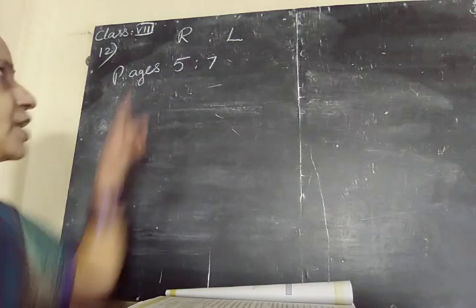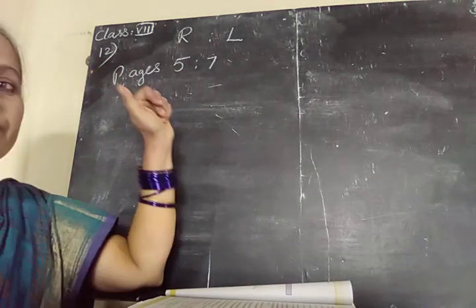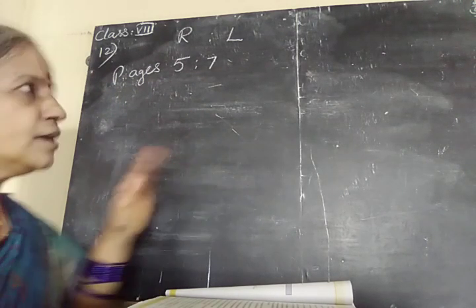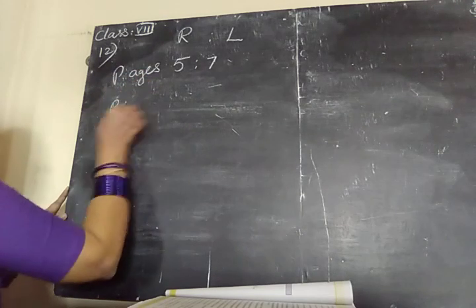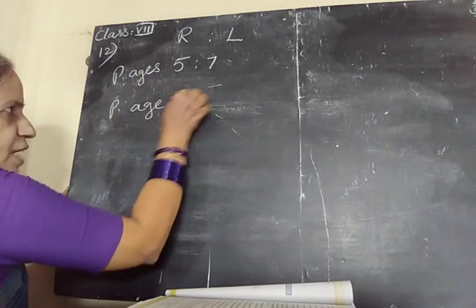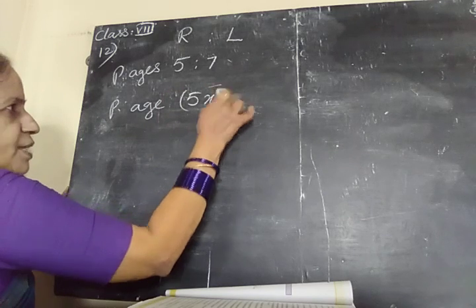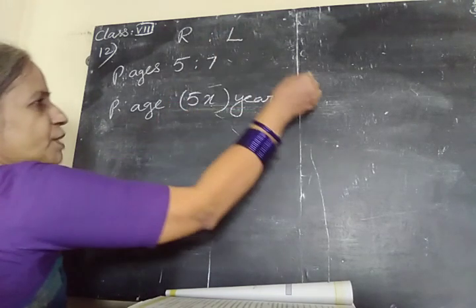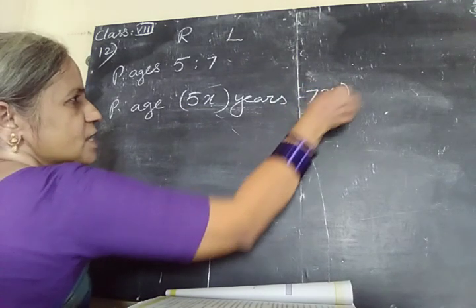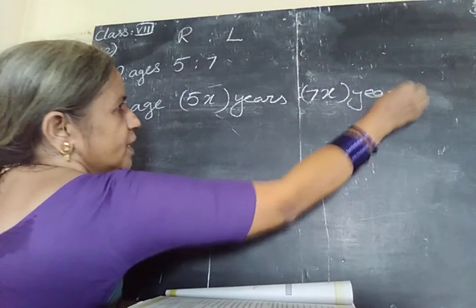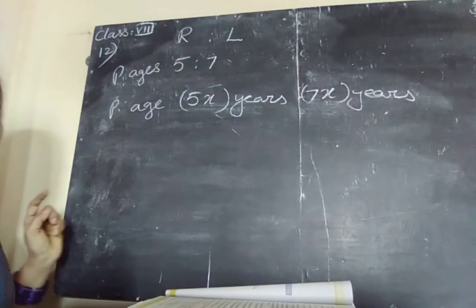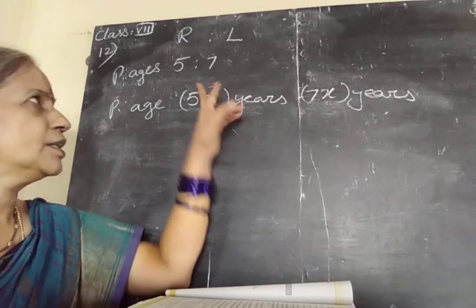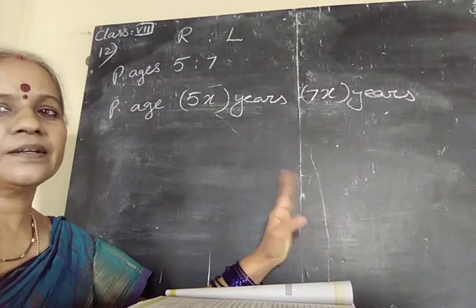The ratio is 5:7. So how much will Rahul's age be? When the ratio 5:7 is given, we say let the present age of Rahul be 5x years and Lakshmi's present age 7x years. Here, what is x? When the ratio is given, we say it like that.